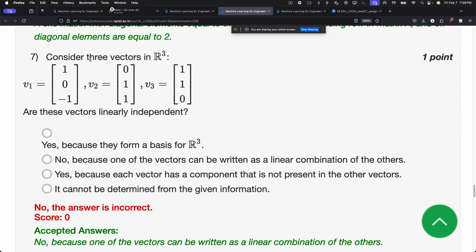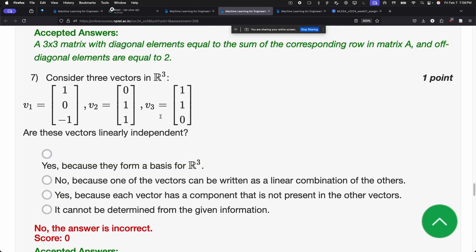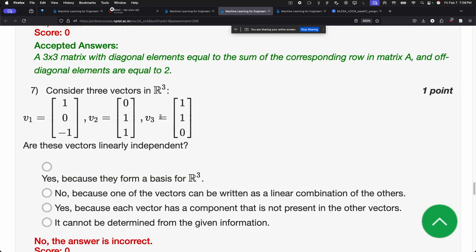Okay, consider three vectors. Are these vectors linearly independent? 1 0 1, 0 1 1, minus 1 1 0. Are they linearly independent?